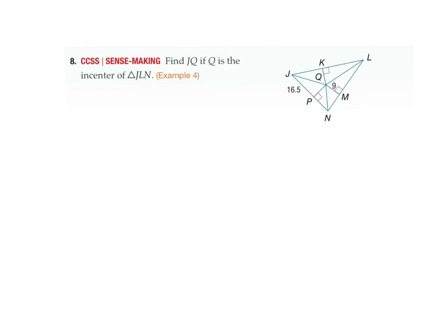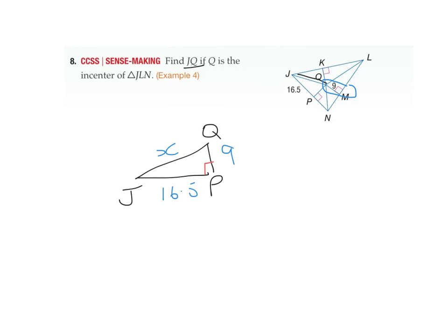Okay, so here in question number 8, it's asking you to find the distance of JQ, which is this guy. Well, let's draw that triangle. I'm talking about this J, P and Q triangle. Well, what do we know? We know for a start that it's a right angle triangle, so that's where Pythagoras comes into play. We also know that JP is 16.5. We know from this side that QP must also be 9. So we're after X, which is the hypotenuse.